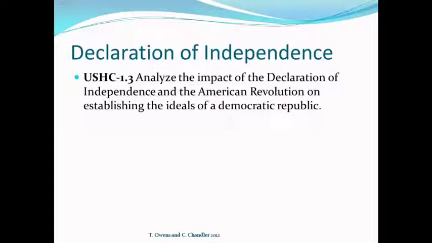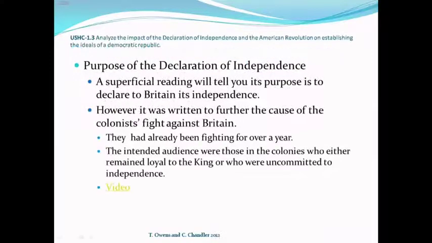In today's unit, we're going to look at the impact of the Declaration of Independence and the American Revolution at the time and then on today's society as well, and how both of those things established ideals of a democratic republic. There's a really big misconception about the Declaration of Independence. Most people believe that it broke us away from Great Britain, and it did formally break us away from Great Britain, but really we had already been fighting for over a year.